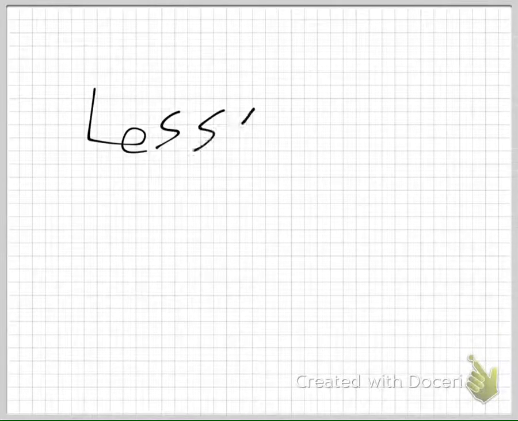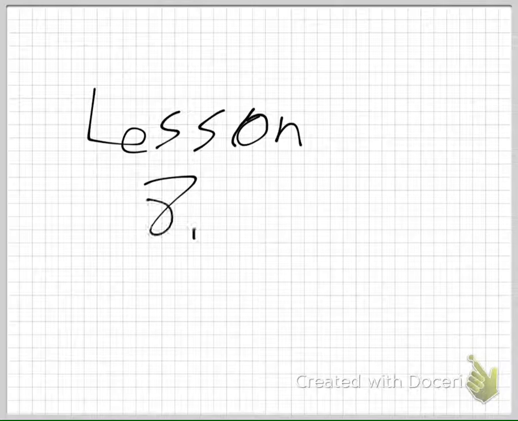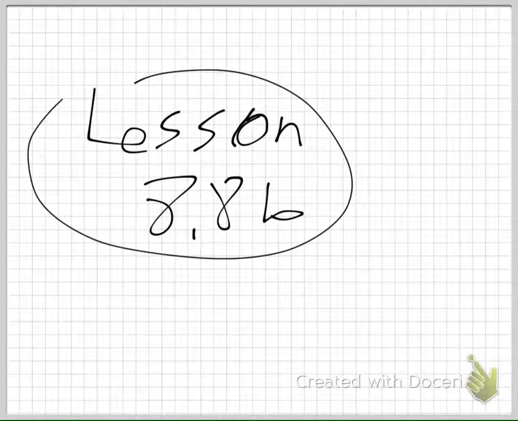Okay, this is pre-algebra lesson 8.8b. We're still graphing linear inequalities. I've already shown you how to graph just one inequality. What happens when you have a system of inequalities?